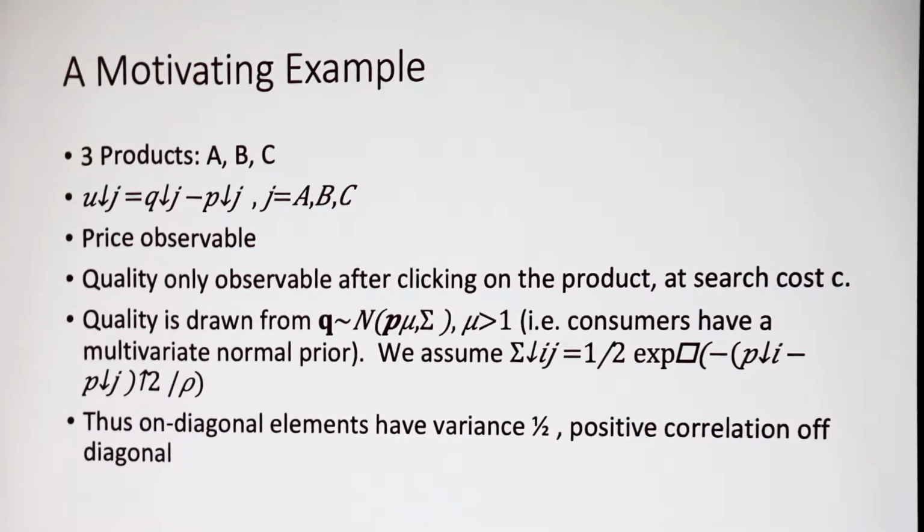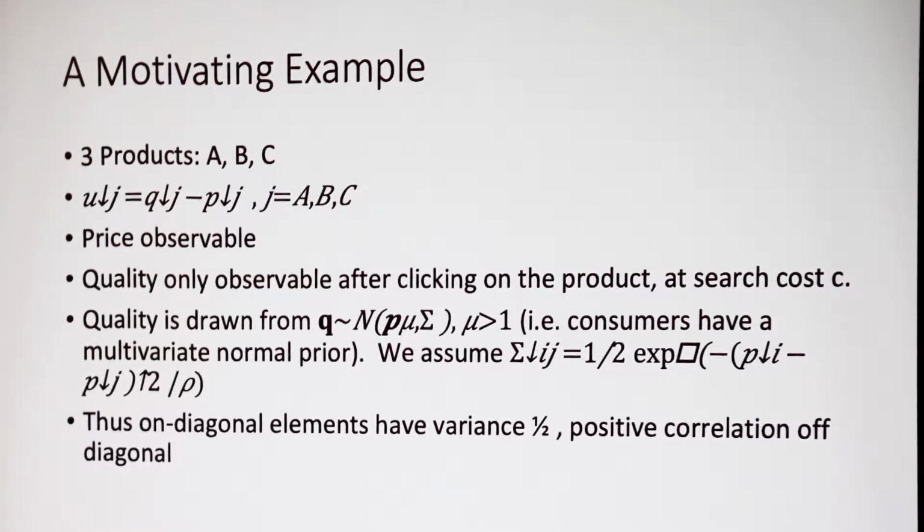Okay, so this is an example. Again, notation, I'll just talk about it. We have an example where there are 3 products. Utility comes from quality minus price. Price is something that's observed. So just because price is observed already, these 3 options are differentiated. A is going to be the cheapest, B is going to be the middle guy, C is going to be the most expensive.